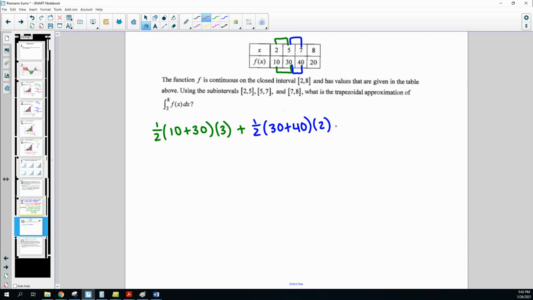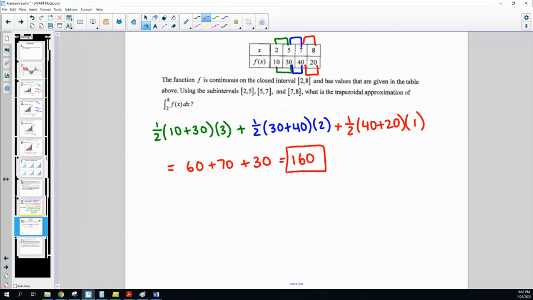And then we're going to add that to the last interval of 7 to 8. So we have 1/2. Our base 1 is going to be 40. Our base 2 is going to be 20. And then the difference between 7 and 8 is going to be 1. So then if we just put this all together, I'm going to get 60 plus 70 plus 30. So that's going to equal 160. And that's going to be my trapezoidal approximation. And notice that there are no units here, so I don't have to have units in my answer.